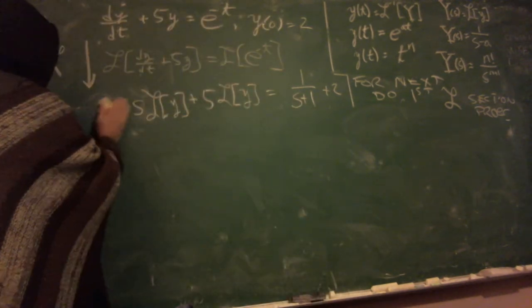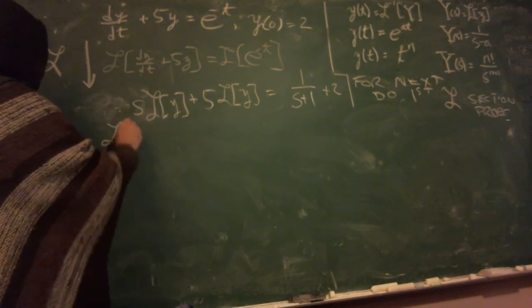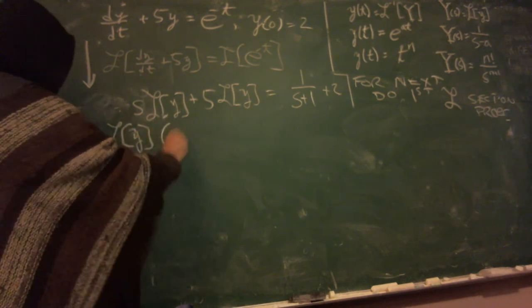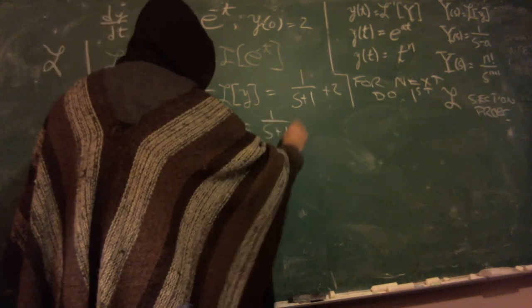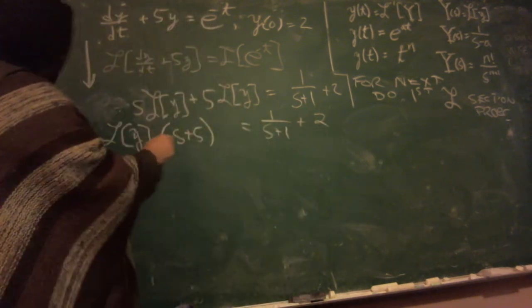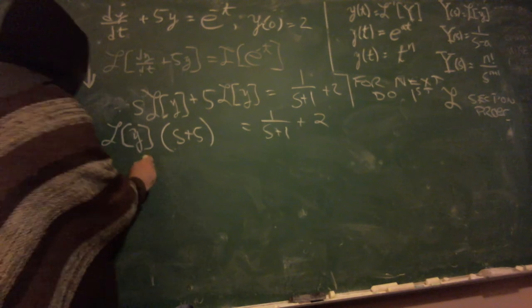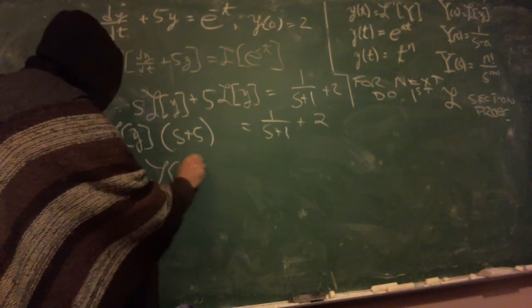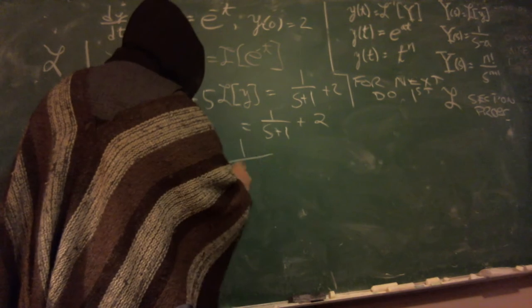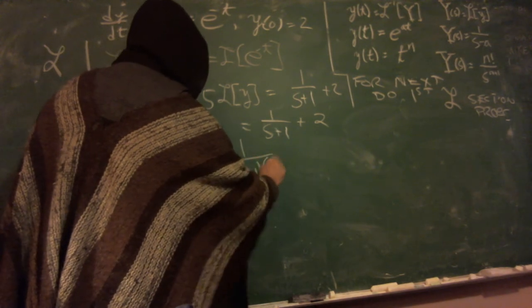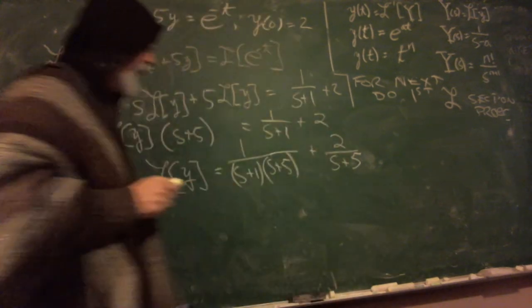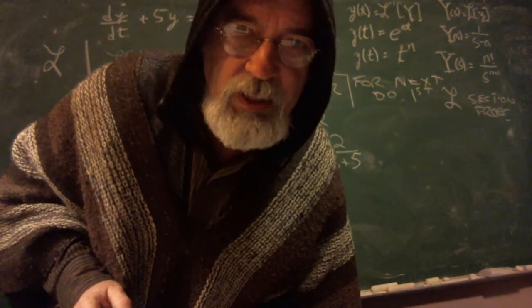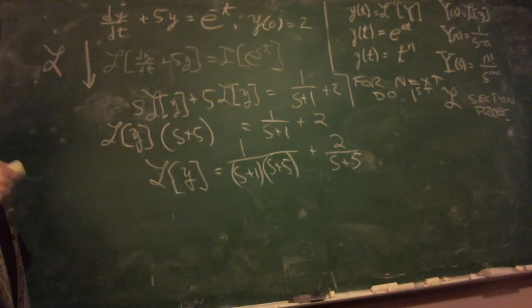Now, I'm going to factor out L bracket y, and that leaves me with s plus 5. That's still equal to 1 over s plus 1 plus 2. Now I can divide by s plus 5. My L bracket y is equal to 1 over s plus 1 times s plus 5, plus 2 over s plus 5. Can you dig it? Isn't it cool?